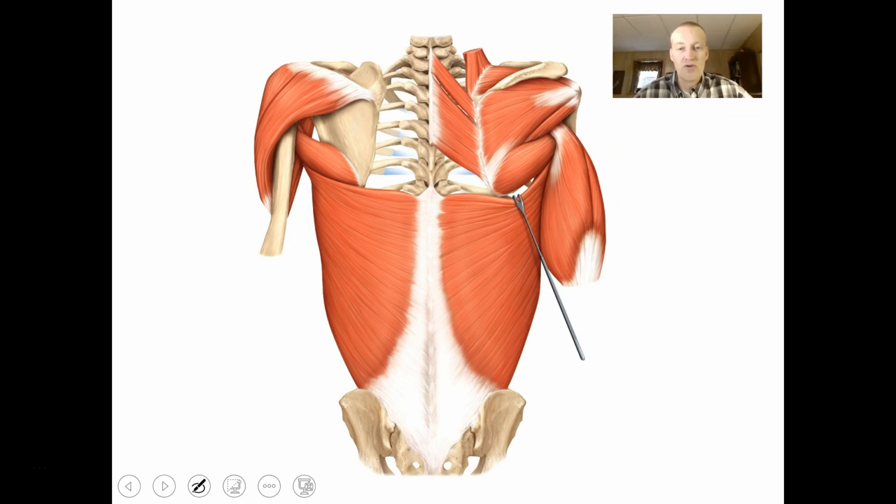So periodically you might want to stop the video and just practice what you've learned so far. So, do you know what this muscle is? The deltoid. Do you know what this muscle is? The latissimus dorsi. How about this one? The rhomboid major. How about this muscle? Supraspinatus.